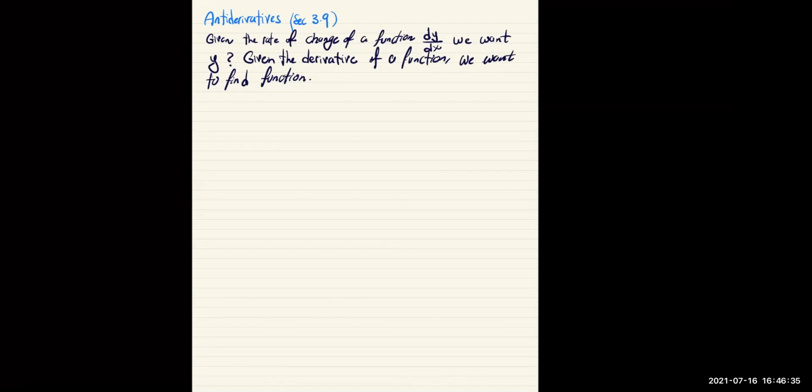Okay, so let me define what an antiderivative is. Here is the definition for an antiderivative. I'm going to refer to the antiderivative of a function as capital F. So here we say that capital F of x is an antiderivative. Note I'm saying "an" antiderivative.